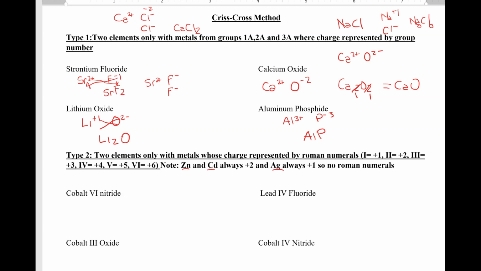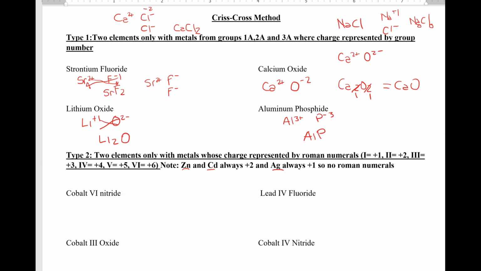So I represents positive 1. II is represented by positive 2. III is represented by positive 3. This is IV, positive 4. V is a positive 5, and VI is 6. That's as high as we're going to go. That's as far as Roman numerals we're going to go. So because of this, you just have to memorize the Roman numerals and what number they correspond to.